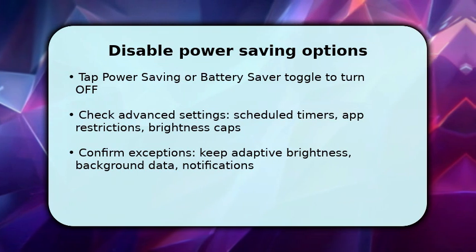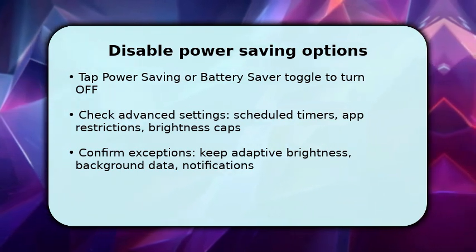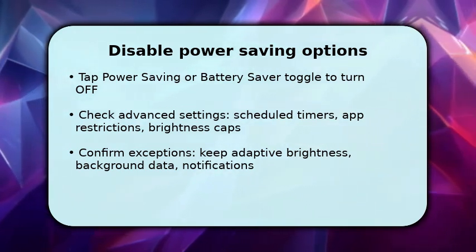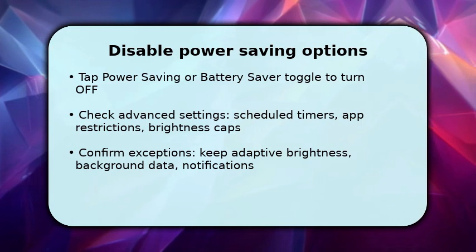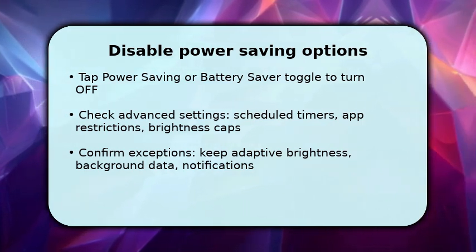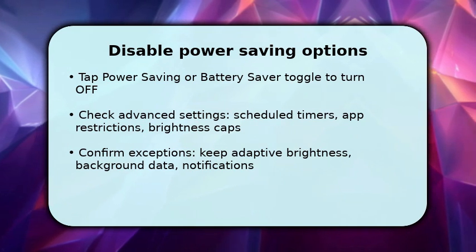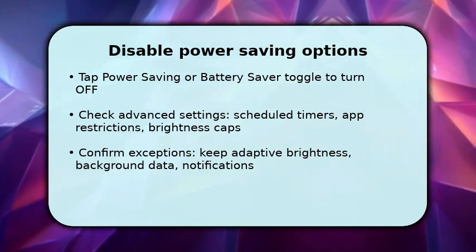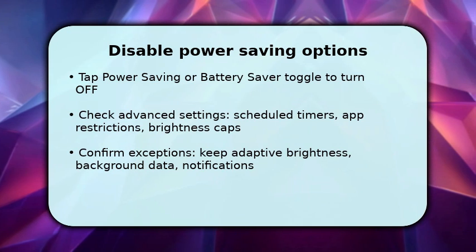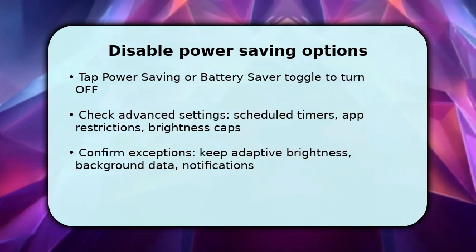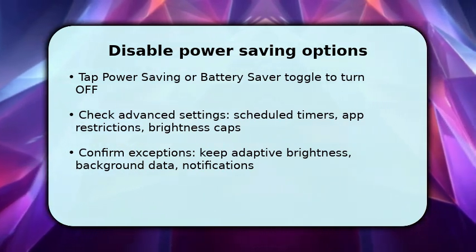Once done, dive into advanced options, turn off scheduled timers, and remove app-specific restrictions that may still limit performance. Also make sure brightness caps or reduced refresh rate settings are reset if they were applied by the mode. You do this because toggles alone don't always revert every limit. Checking the detailed control. Finish by restarting your device.